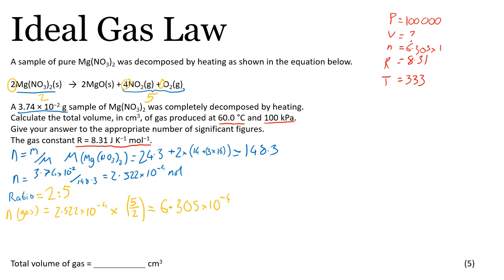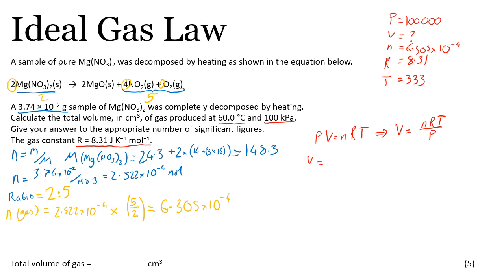So now you know everything in the ideal gas law except for one thing, so now you can do the ideal gas law. So we know the ideal gas law is PV equals nRT, and therefore we can rearrange that by just dividing both sides by P. So V equals nRT divided by P. Now we want to substitute all our values in.